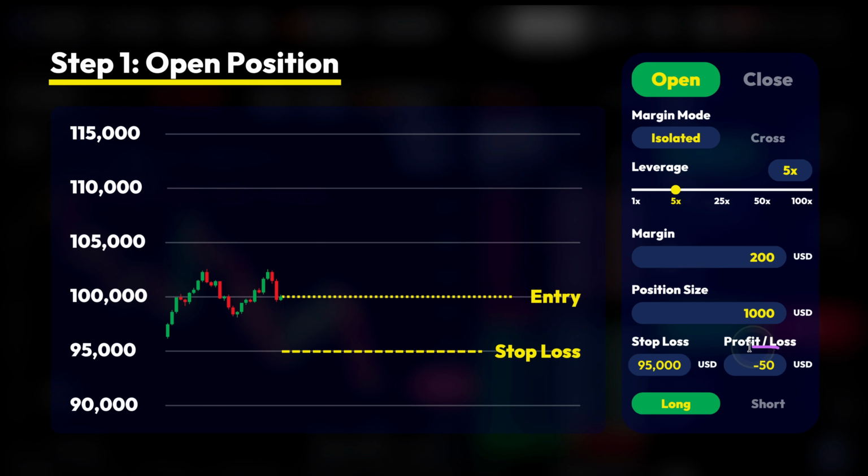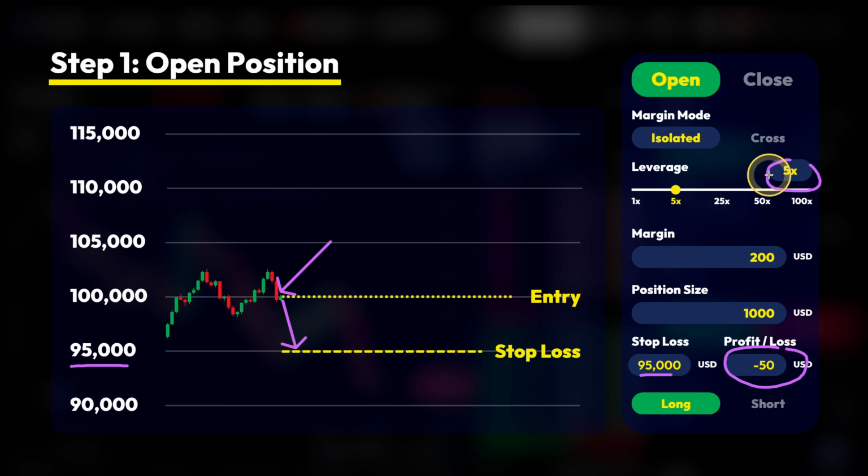We want to place our stop loss at a maximum loss of $50 at a current price of $100,000. This would mean if we want to place our stop loss at a 5% drawdown, the stop loss would be at $95,000 right here, where we would make a $50 loss. So the stop loss sits at a 5% drawdown.